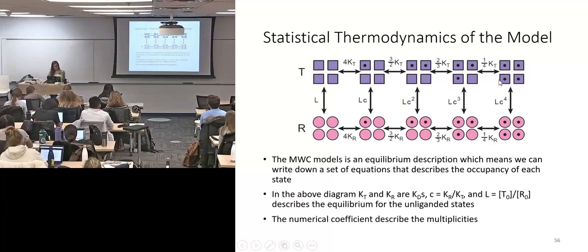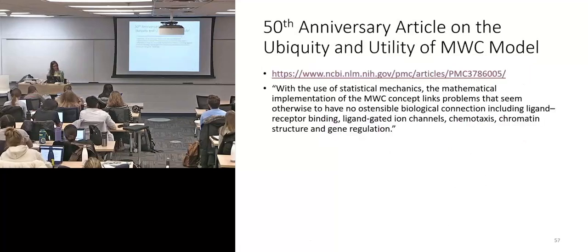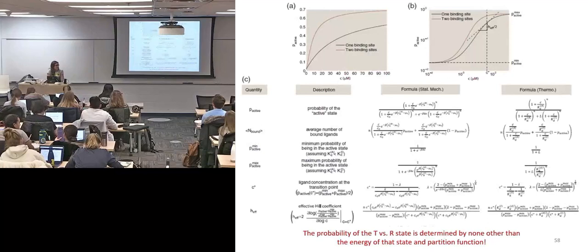What I do want to point out is that in 2013, an article came out, the 50th anniversary article of the ubiquity and utility of the MWC model. And here is a quote from that paper. With the use of statistical mechanics, the mathematical implementation of this model links problems that seem otherwise to have no ostensible biological connection, including ligand receptor binding, ligand-gated ion channels, chemotaxis, chromatin structure, gene regulation. This model is used for pretty much everything. It's very, very valuable. And here's a figure from that.